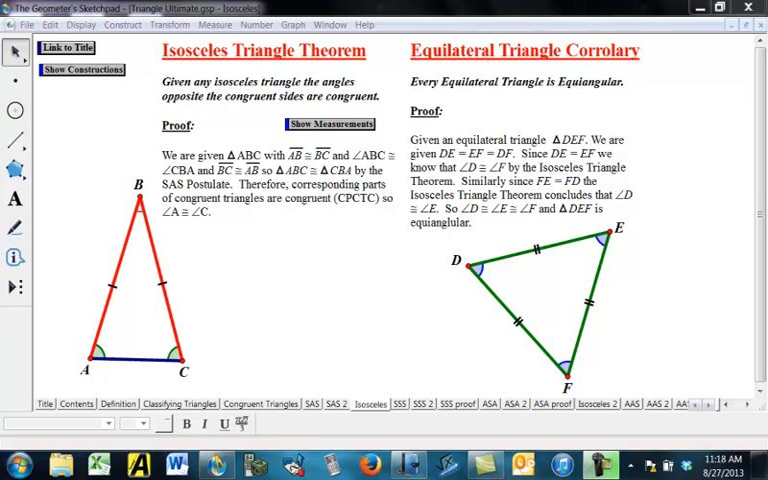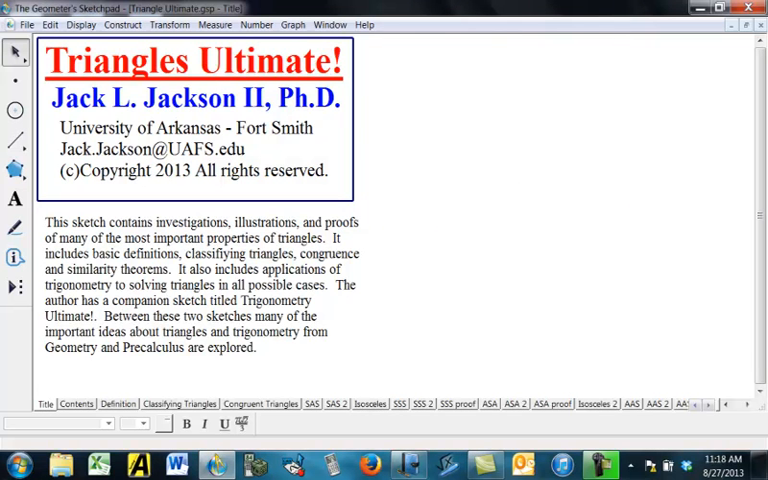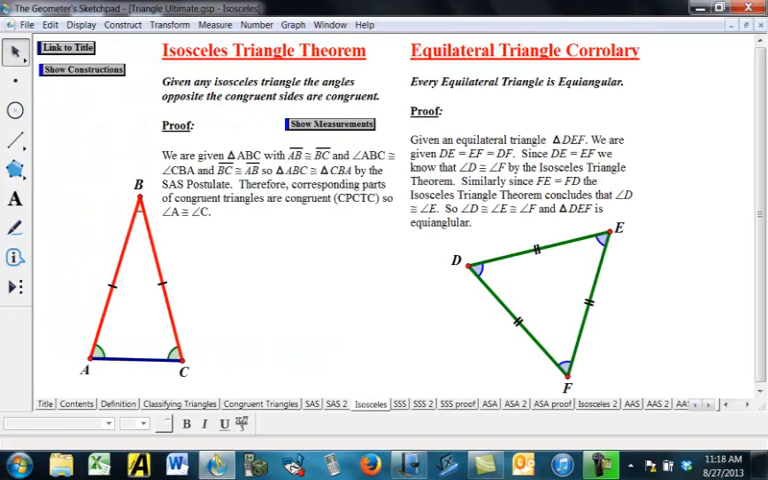This is Jack Jackson. We're going to talk about isosceles and equilateral triangles today. Remember in our sketch Triangles Ultimate, earlier we looked at isosceles triangles after we looked at the side angle side postulate, and you were able to use the side angle side postulate to prove that if a triangle had a pair of sides congruent, it must have a pair of angles congruent.